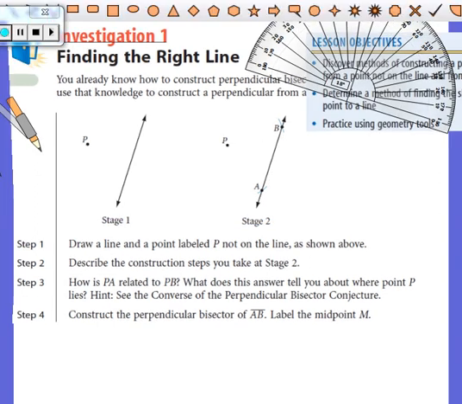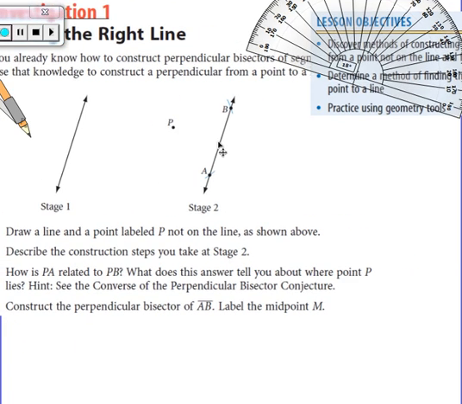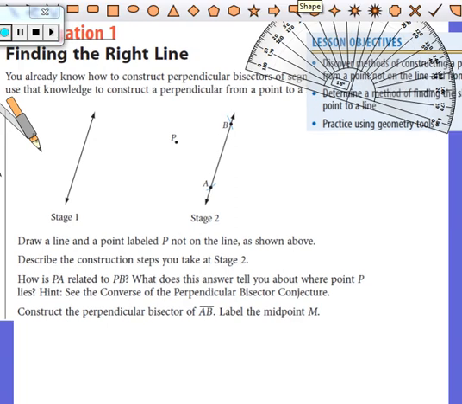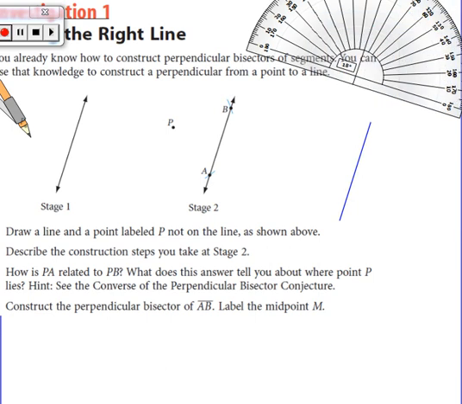I'm going to start by drawing a line. Let's scoot this over a little bit. I'm just going to draw a line and move this out of the way. Draw a point not on the line. Like the example, I will call that P.